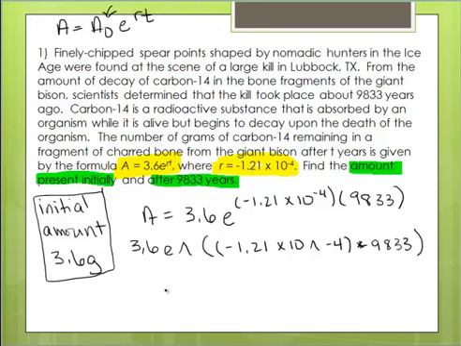So the amount present after all that time has passed is going to be approximately 1.1 grams. So does it make sense that there's less there after almost 10,000 years than there was at the beginning? It does make sense because this substance is decaying, so it's decreasing.